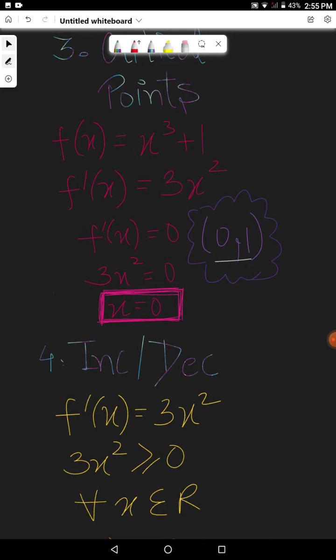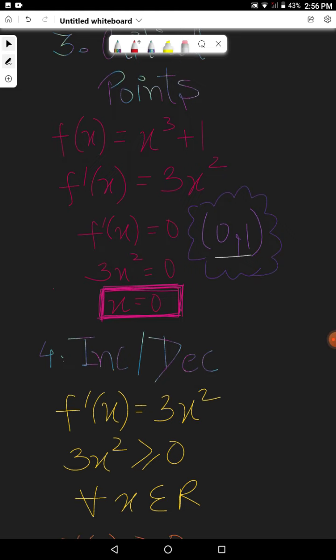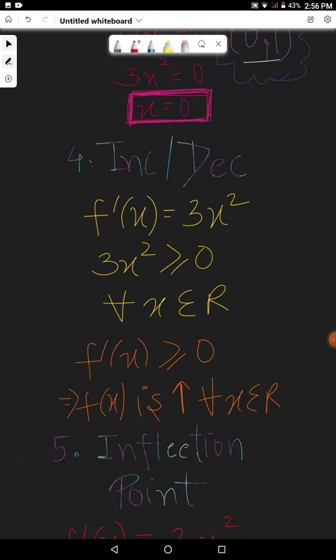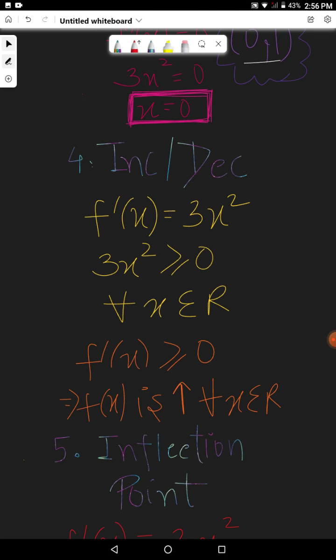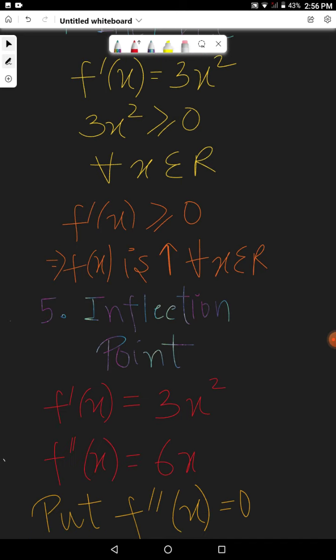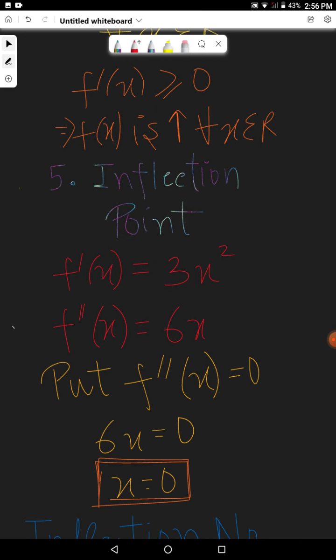So, on putting f dash x equal to 0, you will get that at x equal to 0 and y equal to 1 we'll have our critical point, that is, at (0, 1) we have our critical point. Then the fourth point, you have to see in which intervals the curve is increasing and in which interval it is decreasing. So we'll get that f(x) is increasing for all x belongs to real numbers.